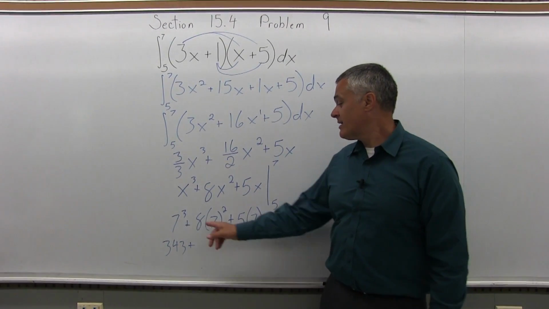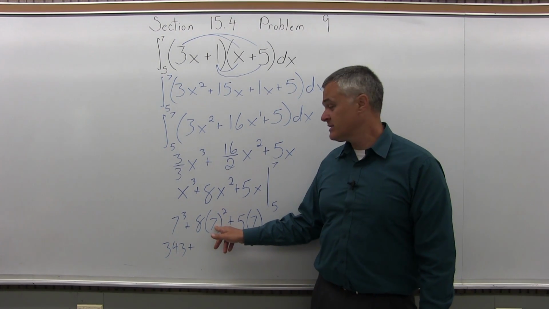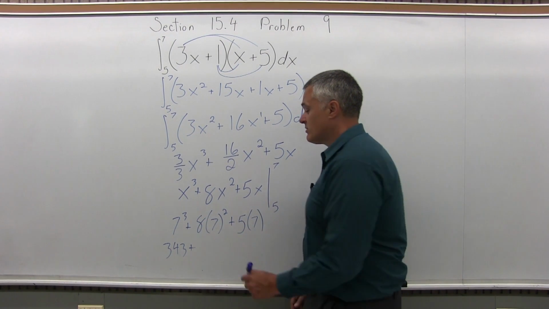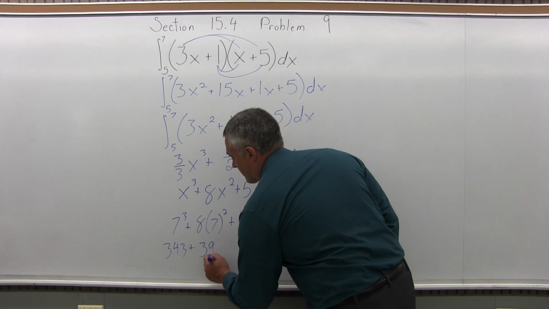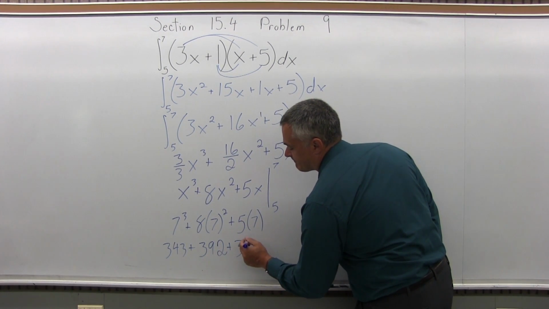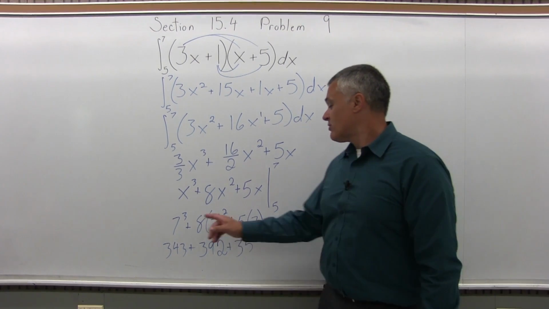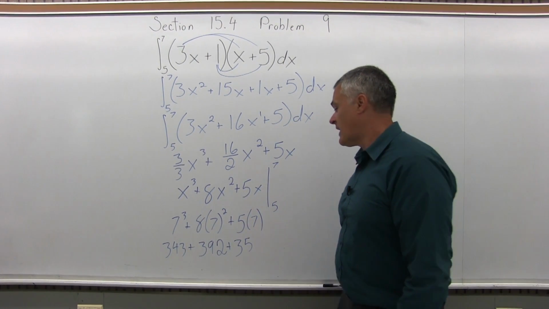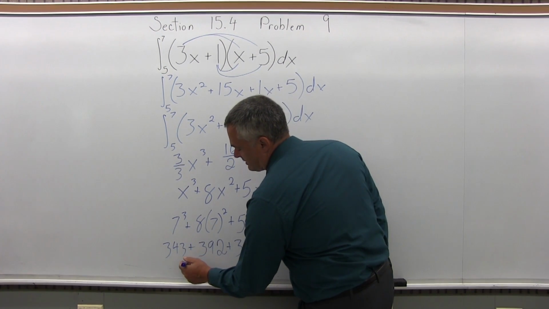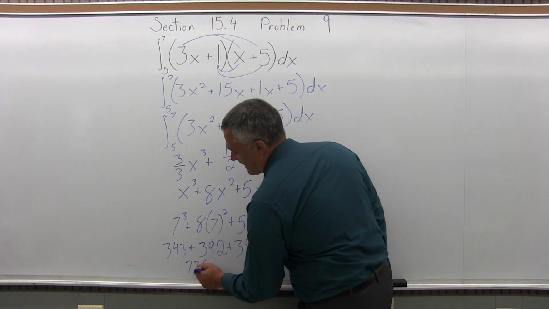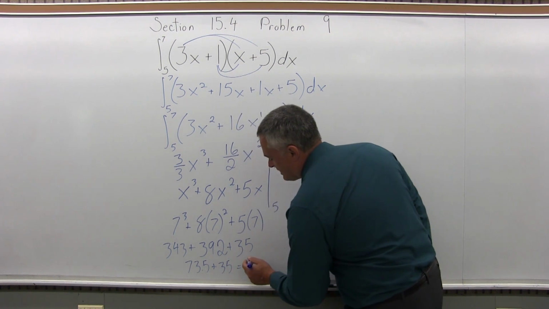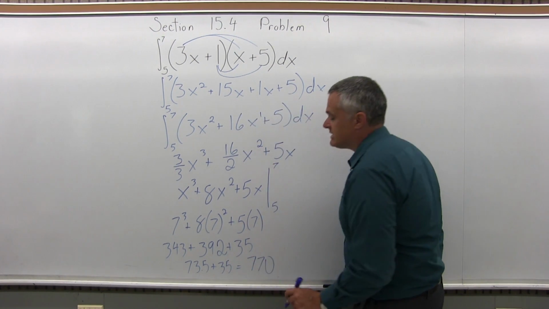Now, 8 times 7 squared, so do the 7 squared first. 7 squared is 49, 7 times 7. Then 49 times the 8 in front is 392. Plus 5 times 7 is 35. So now you can add 343 plus 392 plus 35. 343 plus 392 is 735, and I still have another 35 to add. 735 plus another 35 is 770. So that's the end of step 2.